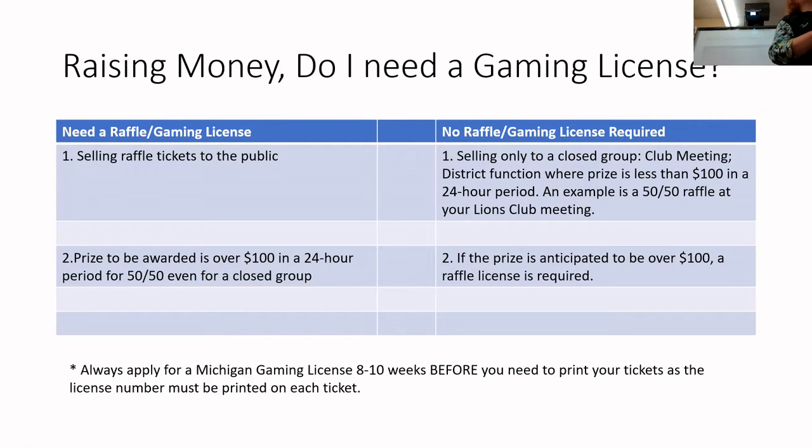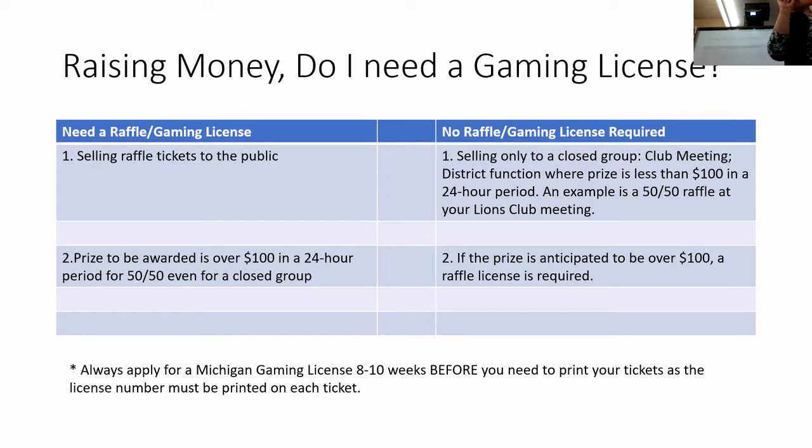Now, is your question about the difference between open and closed group? No. My question is about the Lions of Michigan raffle that's in the spring, where they have the $5,000 prize. Yes. They have a raffle license, and then we sell them to our friends. Yes, we're covered under the license they have. Yes, and it's right on there.